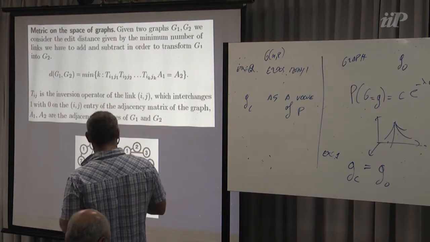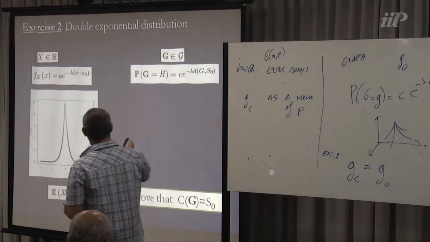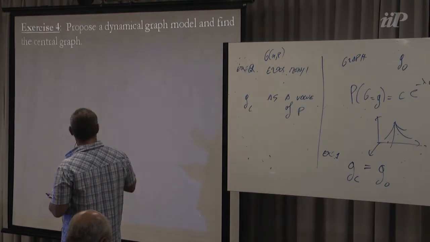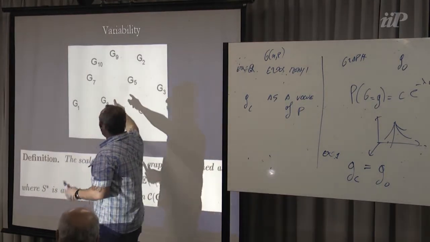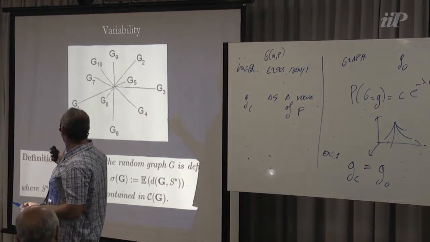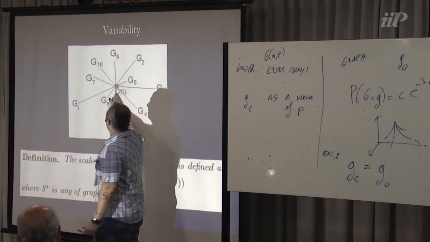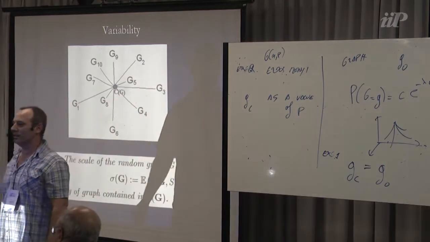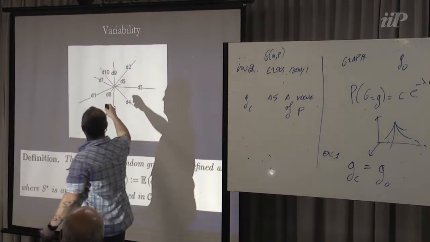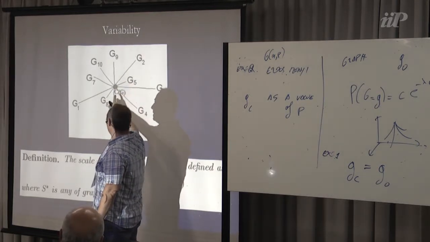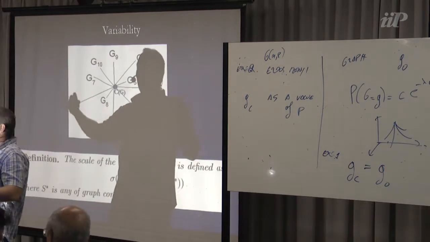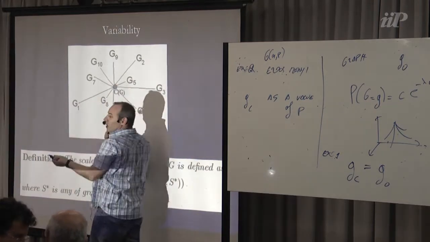How can it be done? It's very easy. So variability. Think that we are in the graph space. We have these 10 graphs. We compute the central graph that is here. What is the variability? Just see what are the distances between the central graph and the other graphs. And if the distance in average is large, you have more variability. If they are all near, you have less variability.